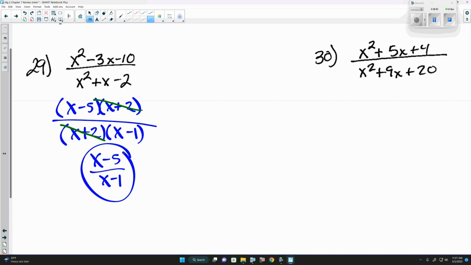And that would be it. So we just factor top and bottom, cancel out what's in common, and that's it. Because 30 is doing, the rest of them are doing the exact same. Start with factoring top and bottom, any sets of parentheses in common, cancel out, and we have what's left. So we good with 29 through 32?